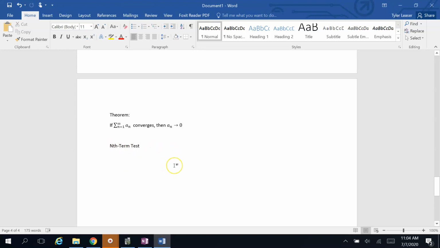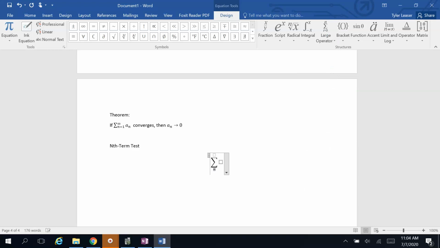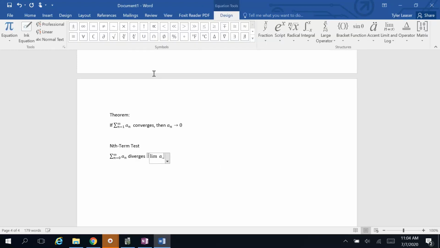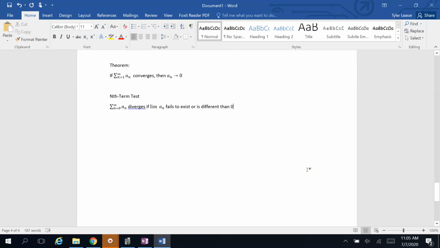So here we go, the nth term test. What the nth term test says is this. A series, n going from 0 to infinity, over some values a sub n, this thing diverges if the limit of the sequence a sub n fails to exist or is different than 0. Okay, this, for whatever reason, confuses students to no end, so I'm going to try to really over-explain this one.